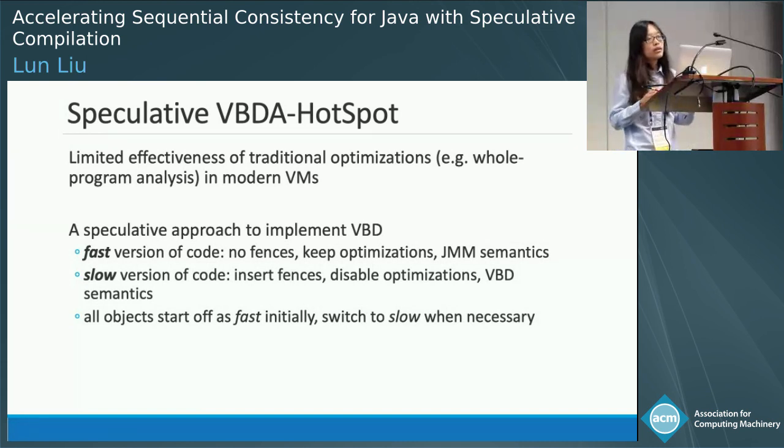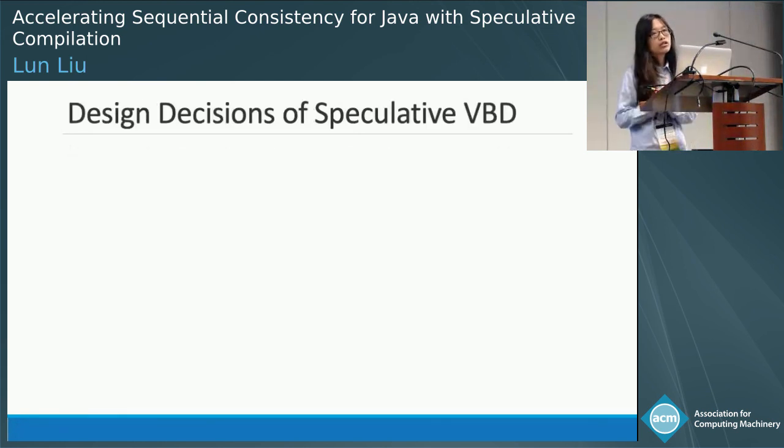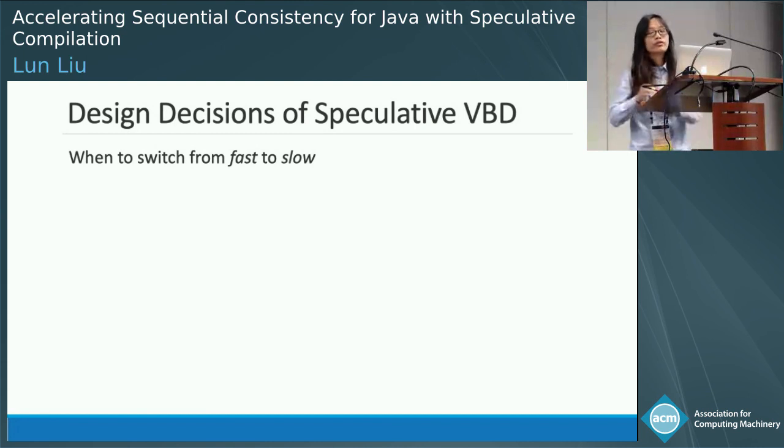So the basic idea is that all the objects will start off executing the fast version of code, and we will dynamically switch to the slow version of code when necessary. This is just a high-level idea. Before this can be turned into an actual implementation, there are a few high-level questions we need to answer. The first one is, when are we going to switch to execute the slow version of the code?